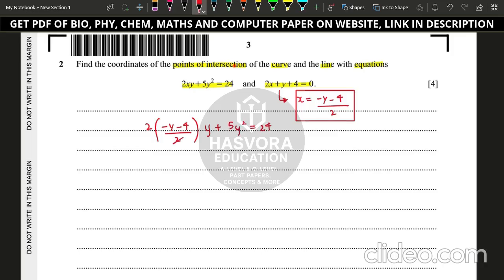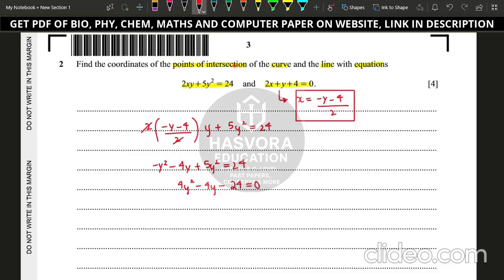This is going to become, cut both of the 2's. This is going to become minus y minus 4 into the y, so this becomes minus y square minus 4y plus 5y square equals 24. Now let's just simplify this. This is going to become 4y square minus 4y, and then the 24 is going to be shifted to that side. This becomes minus 24 equals 0.